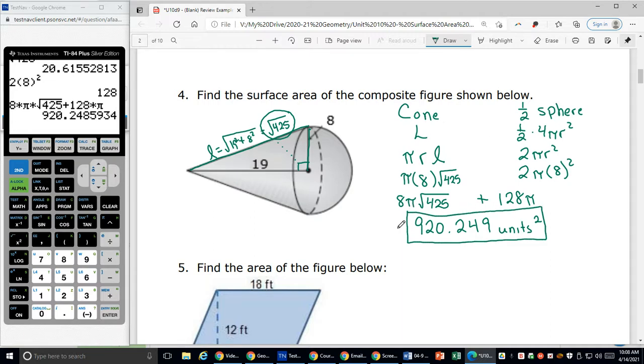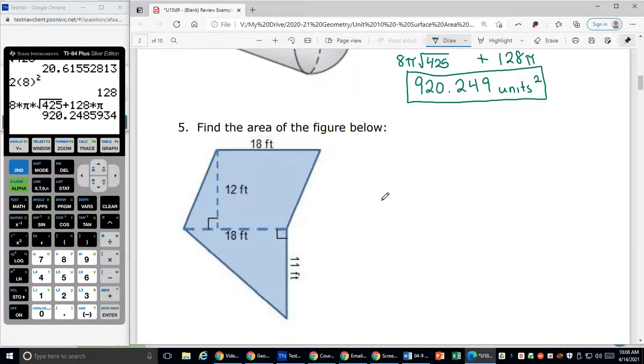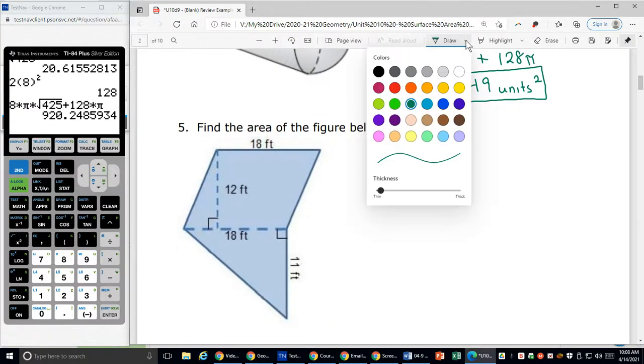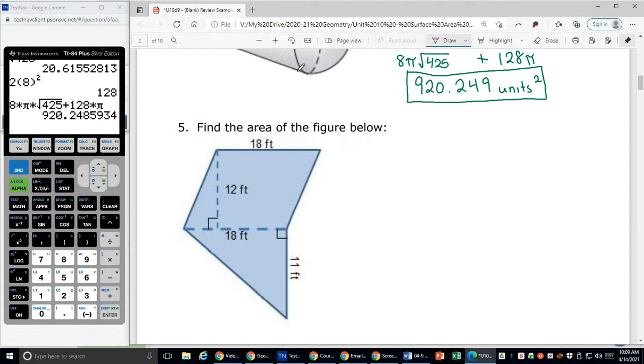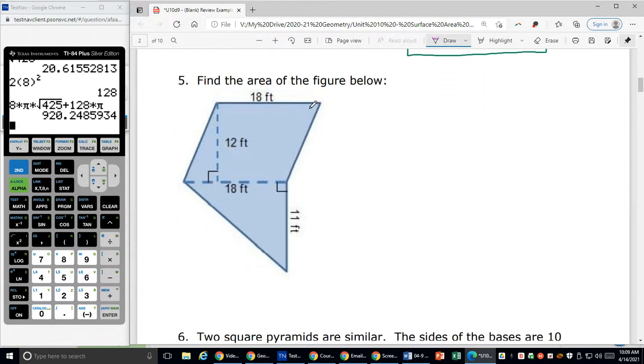Okay, let's look at number 5. Find the area of the figure below. So again, I'm still working with area, and this time I have two-dimensional shapes. So I have a parallelogram and I have a triangle. So I just need to find the area of the parallelogram and the area of the triangle. And then I'm just going to add them together.